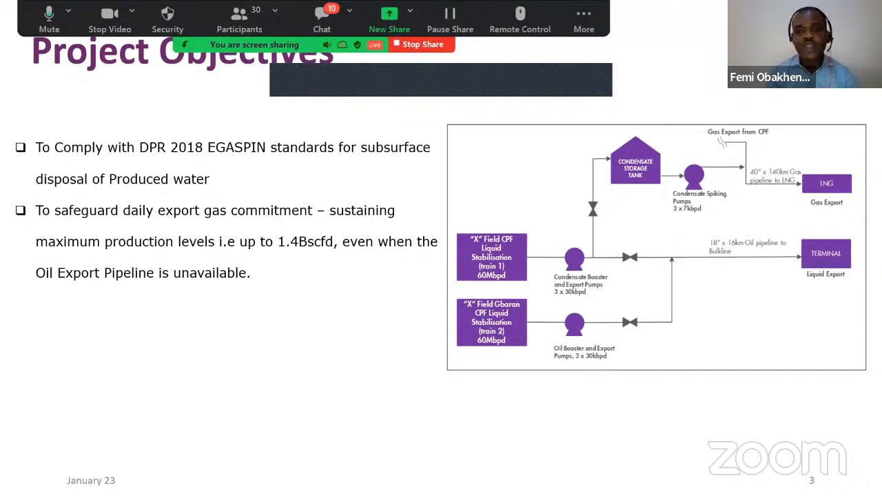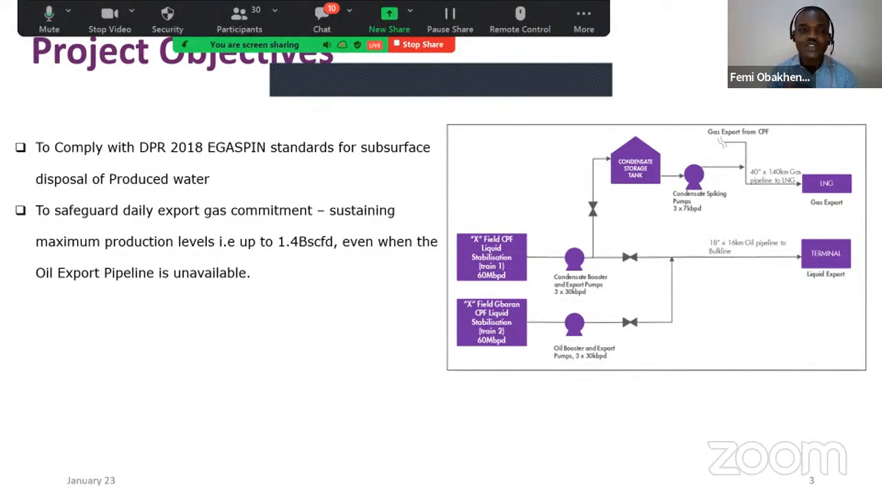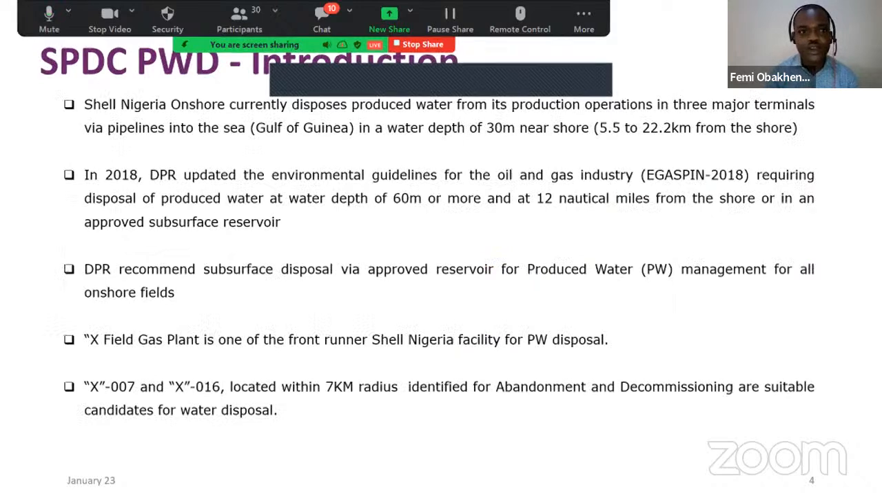But because of where we operate in the country, sometimes we have vandalism of these trunk lines. And that means when that happens, we shut in our oil wells as well as our gas wells. So in addition to meeting the EGASPIN standard, this project also enabled Shell to continue to produce, because now we can dispose the water through a produced water disposal well, while continuing to meet our production of gas daily.